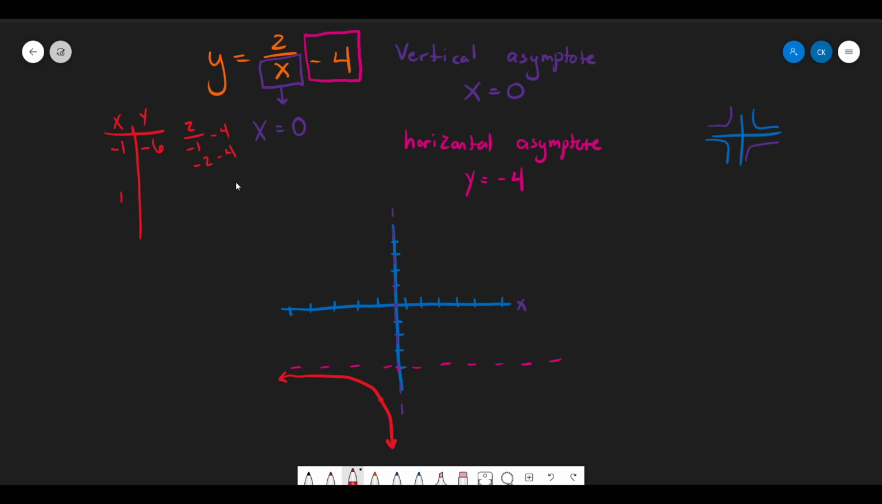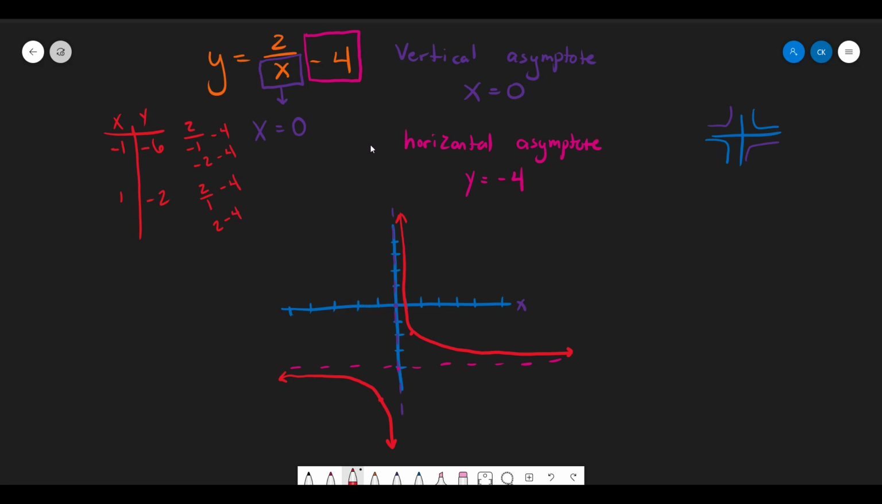So now I'm going to do the same thing with 1. I'm going to plug 1 in. So 2 over 1 minus 4. 2 over 1 is 2, and 2 minus 4 is negative 2. So I have the point 1, negative 2, which is right here. And again, like we see, this is in this part of the dotted lines. So I'm going to have my curve just go like that. Again, getting closer and closer to the dotted lines, but never crossing them. And then this would be my graph of the function y equals 2 over x minus 4.